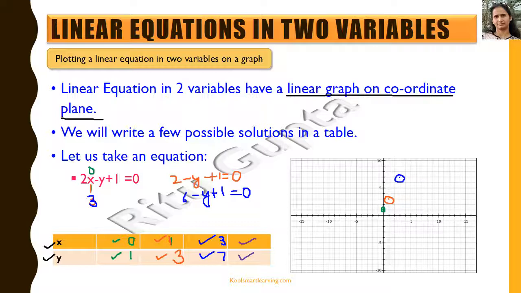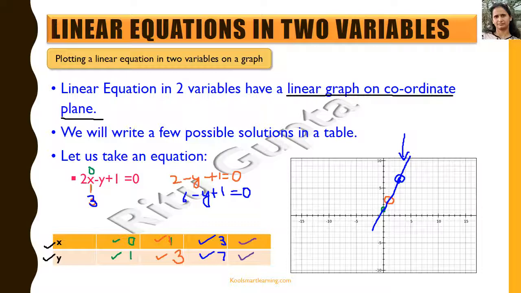Now we can connect the 3 points. We can just join these 3 points and we'll see that it comes out to be a straight line, and we can extend it on both sides and say this is the graph of the given linear equation. So any point on this graph is now a solution of the linear equation in two variables.